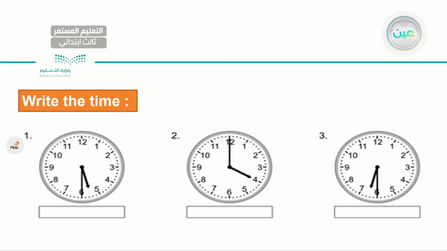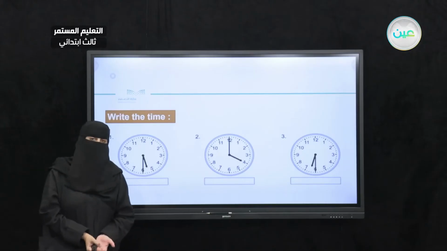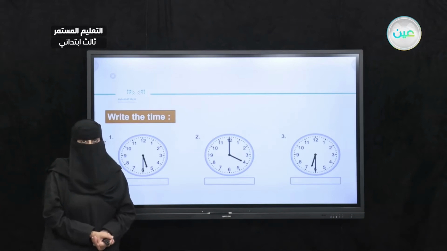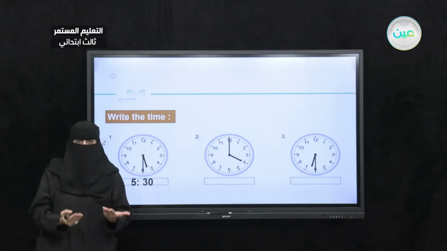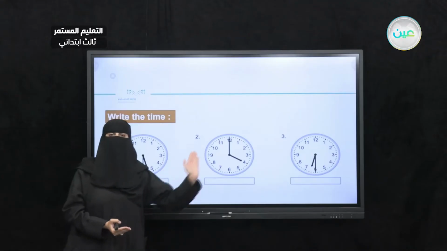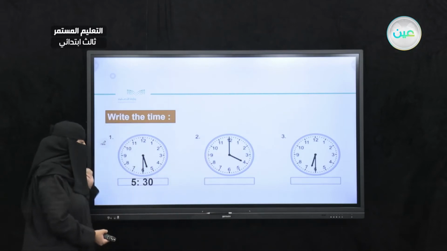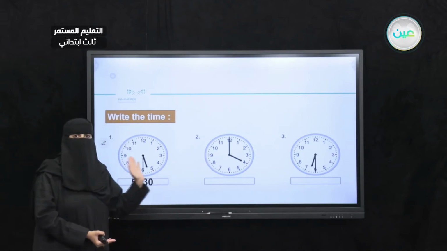Now, let me check your understanding. If I ask you about these 3 times, what time is it? Write the time. So I hope you have your notebook right next to you. Write the answers down. What time is it for number 1? It is 5:30. Very good. So we might say it is 5:30 or half past 5.